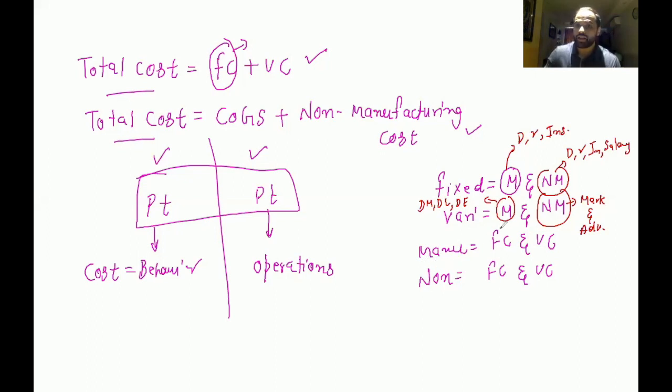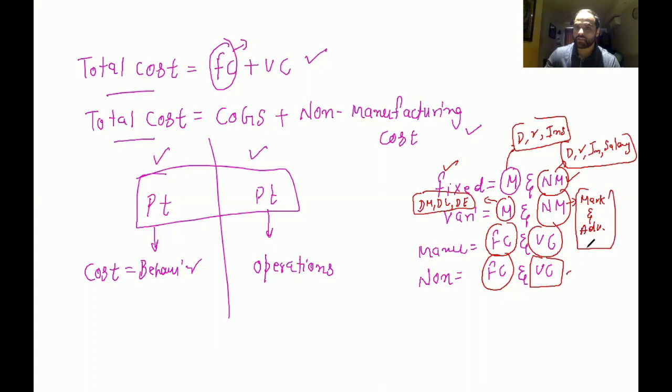Same thing, manufacturing fixed cost. You know that. What are the manufacturing fixed costs? Depreciation, rent, insurance. Variable, same here. Non-manufacturing fixed cost, same. And non-manufacturing variable, same. So it's like this.